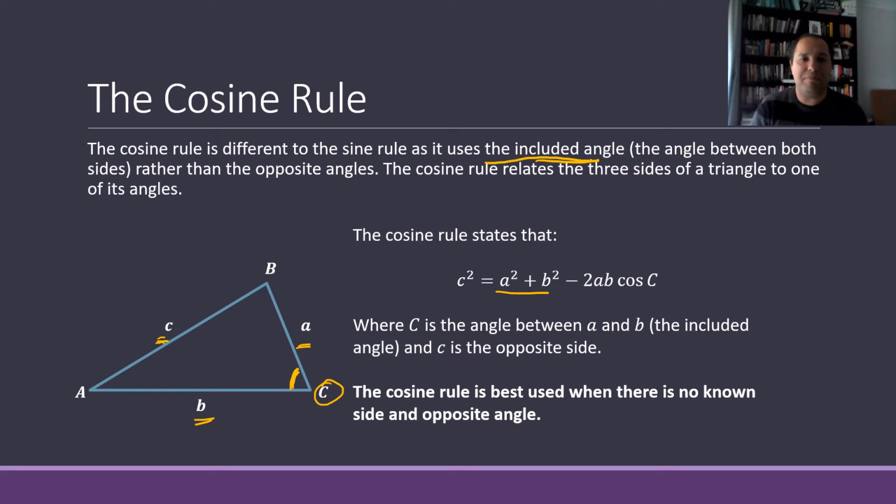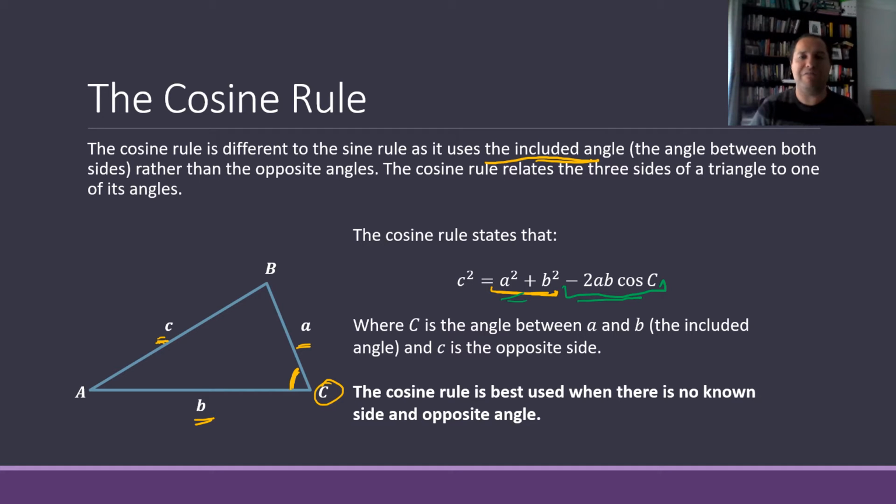Alright, now with the cosine rule, the start of this formula should look a bit familiar. This a squared plus b squared business looks a lot like Pythagoras. So this part here is Pythagoras, which is useful for right angle triangles, and then this little part at the end is an adjustment that we include for non-right angled triangles. So altogether the cosine rule is c squared equals a squared plus b squared minus 2ab cos big C, the angle in between A and B.